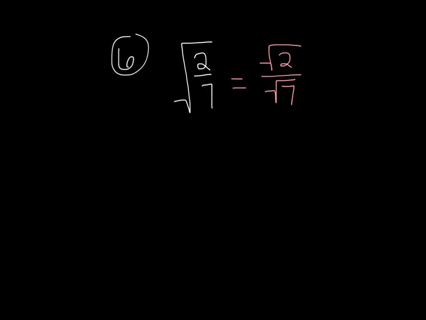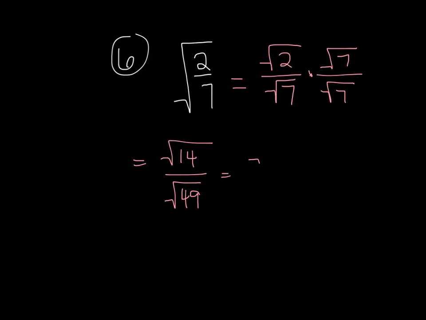Since square root of 7 does not give us an integer, we are going to have to multiply on top and bottom by the square root of 7. When we do that on top, we have square root of 2 times square root of 7, which is square root of 14. On bottom, square root of 7 times square root of 7 is square root of 49, which is 7. I often just skip writing the square root of 49 and go straight to 7.